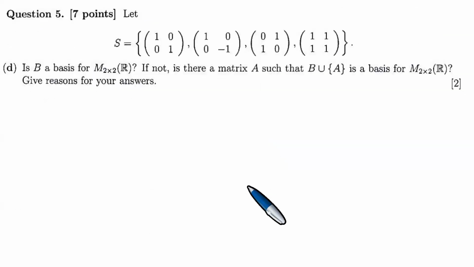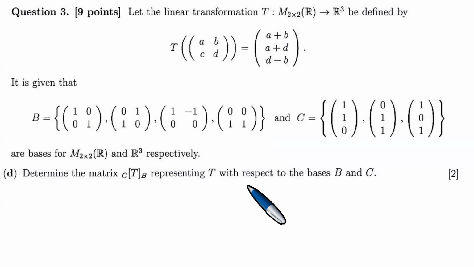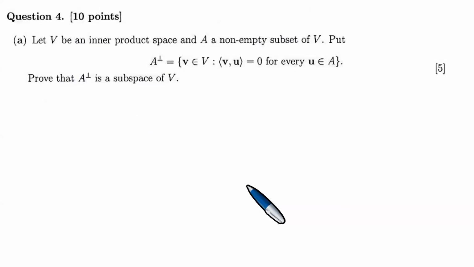Let's see, question 4. This is exactly question 4. If you look at this particular question 4, what exactly do we get here? Let us solve these particular questions step by step. Question 4 says, let's solve it together. The first question says that we have: let V be an inner product space, and A a non-empty subset of V.